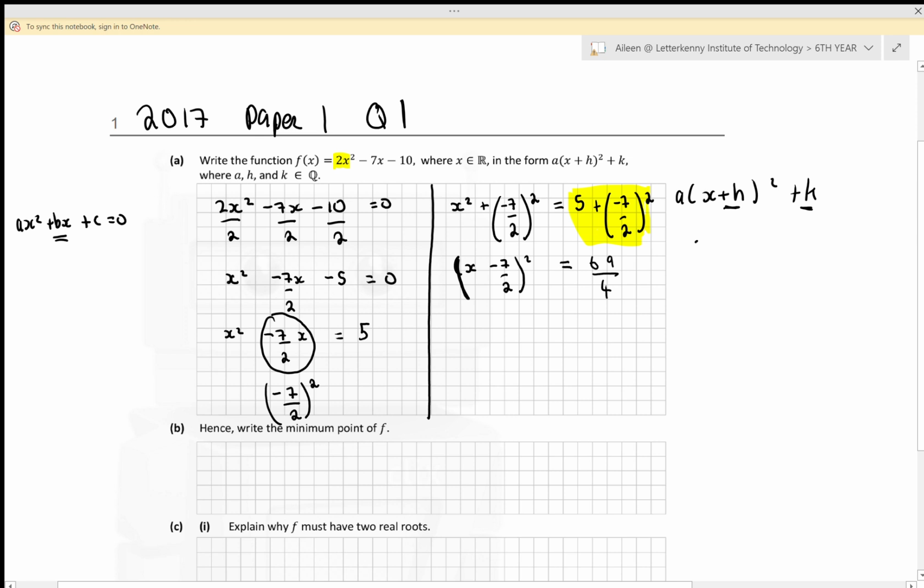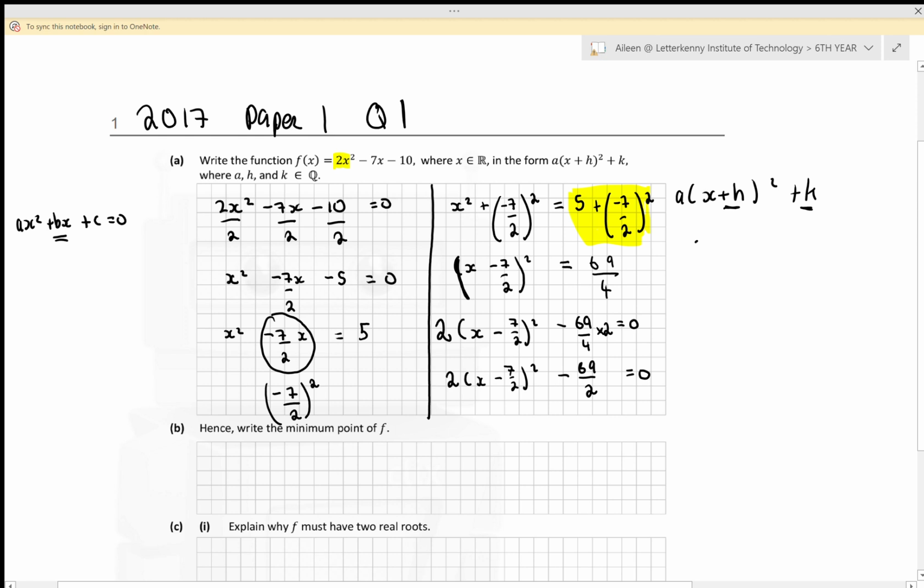From here, we want everything on one side of the equation, so we bring the right-hand side to the other side of our equation. This gives us (x minus 7 over 2) squared minus 69 over 4. And that's all equal to 0. Finally, we divided everything by 2 at the start, so now we must multiply everything by 2 again. So I multiplied this bracket by 2, and I multiplied the number that's on its own by 2. Tidying this up gives us 2 times (x minus 7 over 2) squared minus 69 over 2.